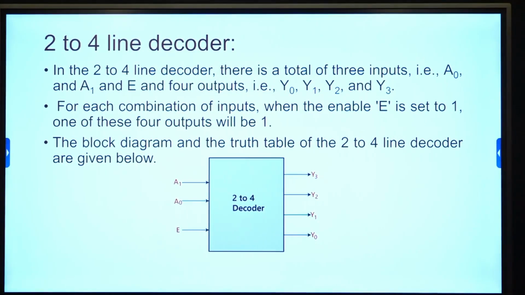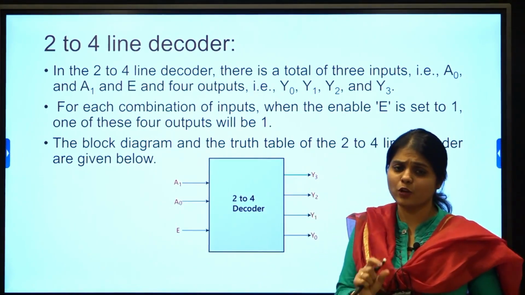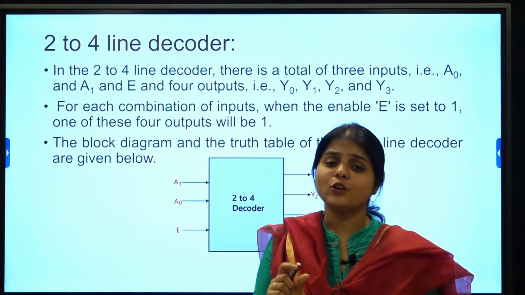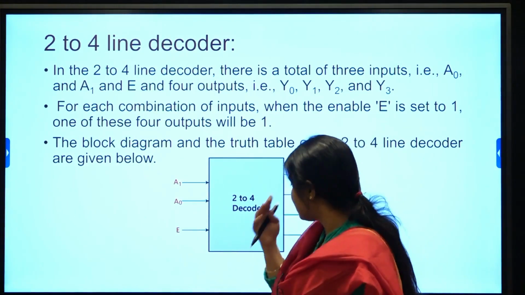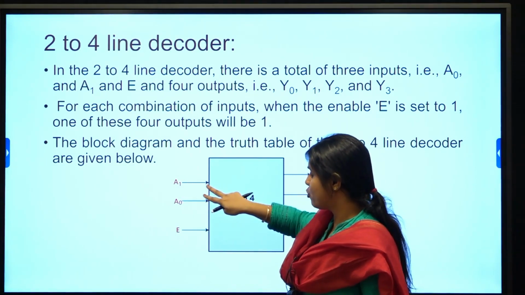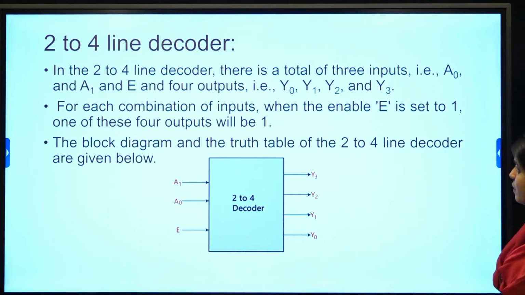In the 2 to 4 decoder there are a total of 3 inputs. This one is the enable input that acts as a switch, which you use for power saving, when you want to switch the decoder on or off. So this is an extra input. These are the two inputs for the 2 to 4 decoder, A0 and A1, and we have these 4 outputs Y0, Y1, Y2, Y3.